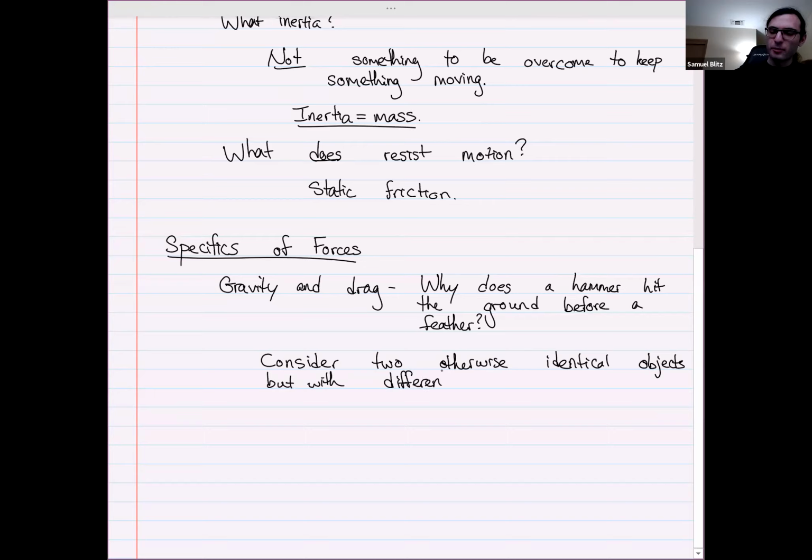So imagine you have two spheres made out of some material that's painted black or something, and one of them is made out of lead and one of them is made out of styrofoam. So they're identical in every way with regards to their shape and so on. The only difference is that they have different mass. So one of them is denser than the other.